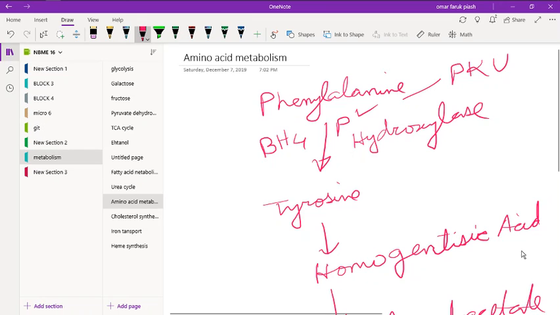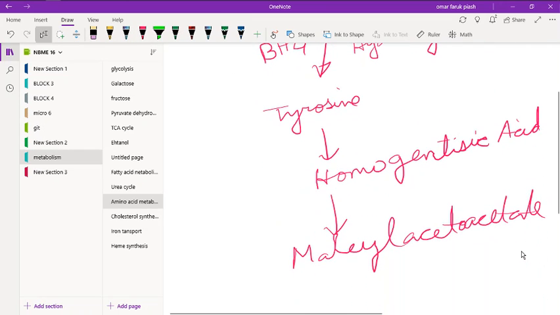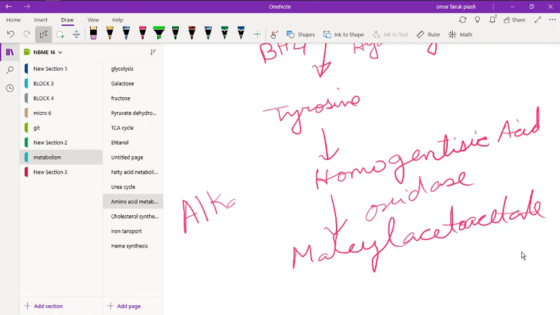From tyrosine there is homogentisic acid. From homogentisic acid it is further converted into maleylacetoacetate with the help of homogentisate oxidase. If there is deficiency of this enzyme, it will cause a disease known as alkaptonuria.